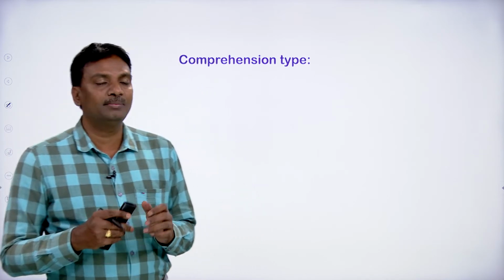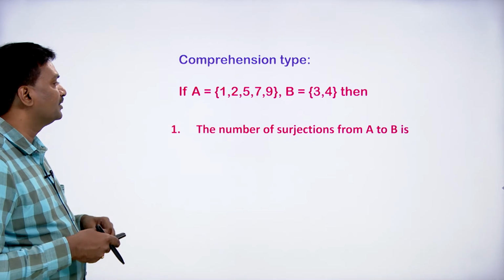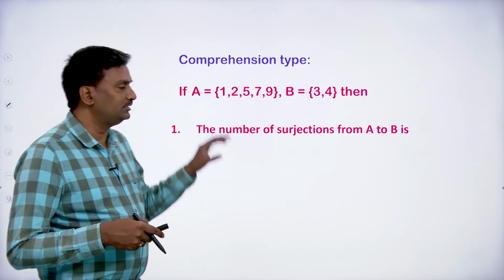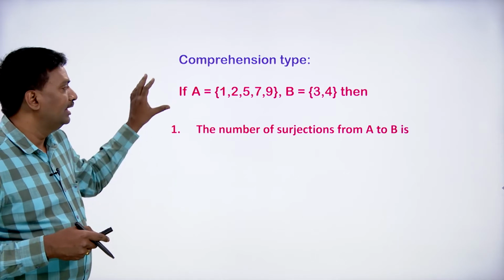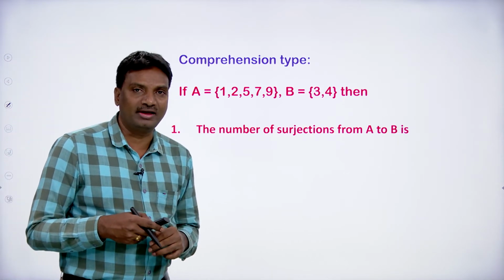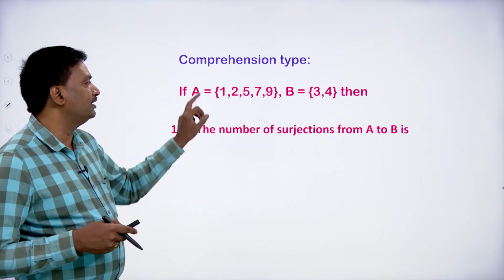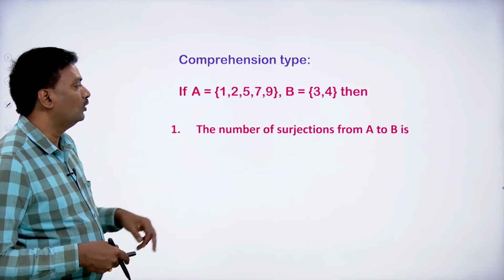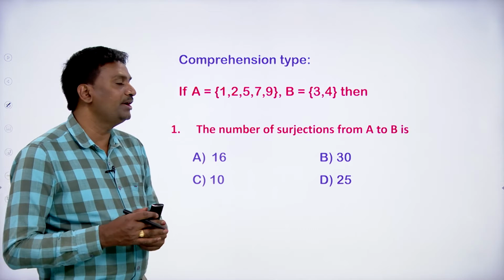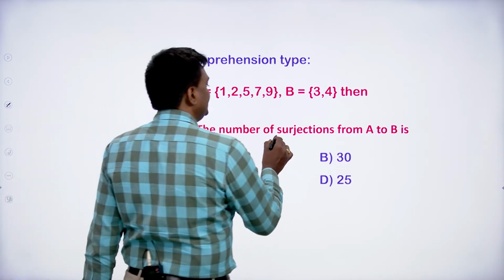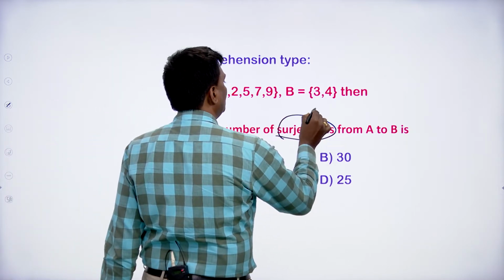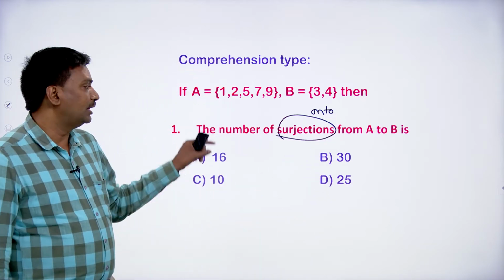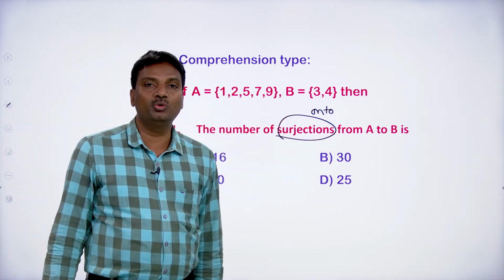So here, comprehension passage type, the passage is given as A equal to 1, 2, 3, 4, 5 and B equal to 3, 4. So this is the passage only. Here 2 sets A and B are given. The set A contains the elements 1 to 5 and the set B contains the elements 3, 4. Now the number of surjections from A to B is, here surjection is nothing but onto function. The number of onto functions from A to B.